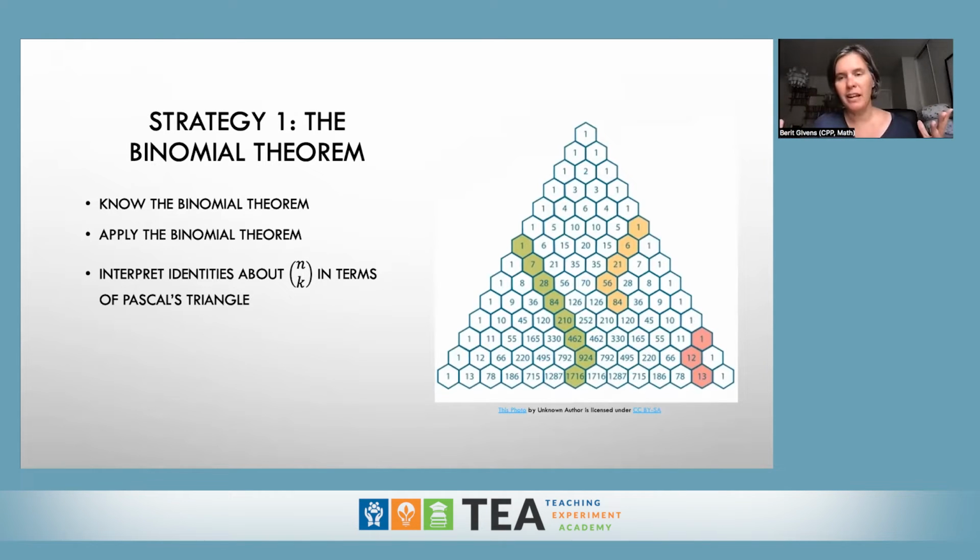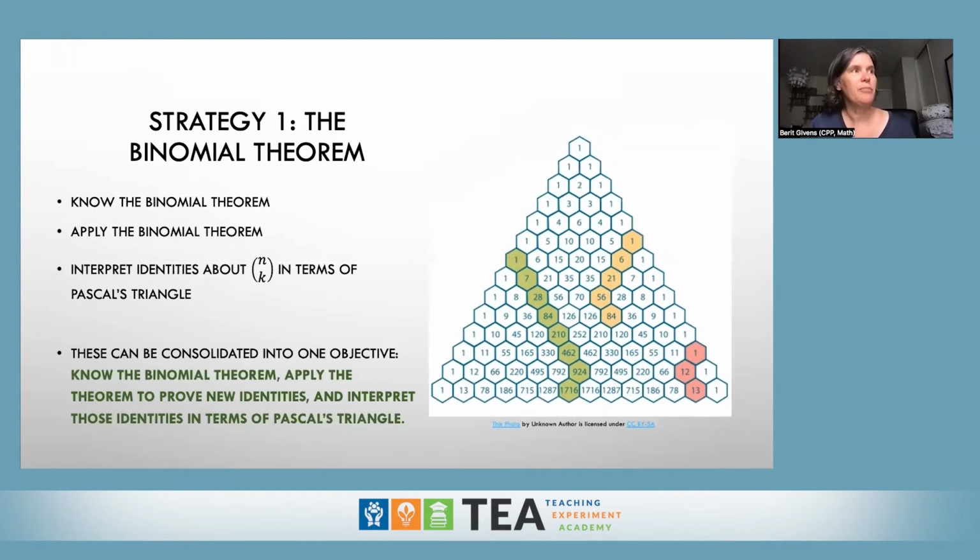One example was that on the topic of the binomial theorem, I had 3 learning objectives that I had originally listed, which was to know the theorem, apply the theorem, and then take identities about binomial coefficients and interpret them. And I realized that that's really 3 sides of knowing the binomial theorem. So I just consolidated that into one learning objective. So that was fairly straightforward.